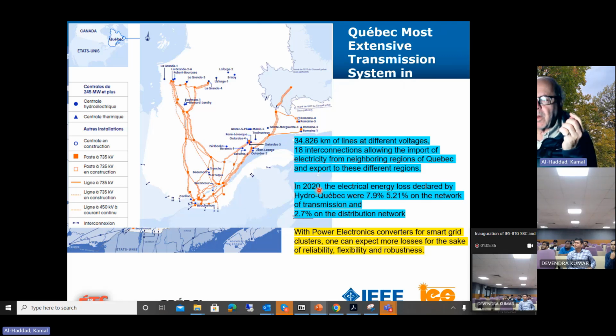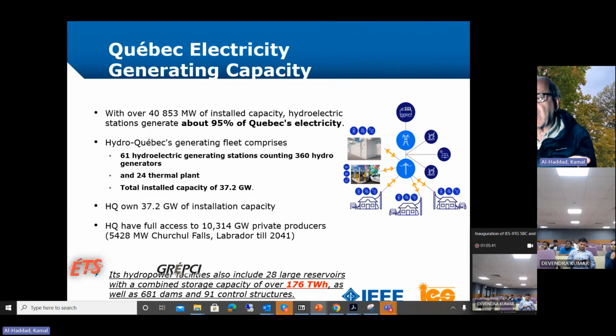If we are talking about our capacity here of 37 gigawatts of power, and we are losing 10%, that's a lot of power. That's 3 gigawatts of power lost on the line. So we need to design a highly efficient smart grid system in order to save all this energy and use it in a proper way for the people here.